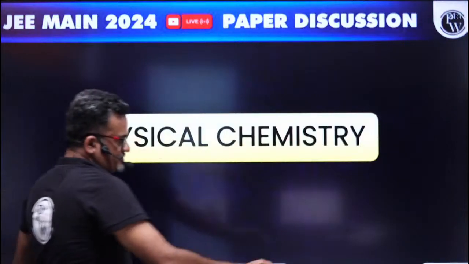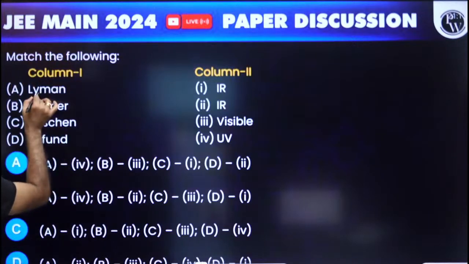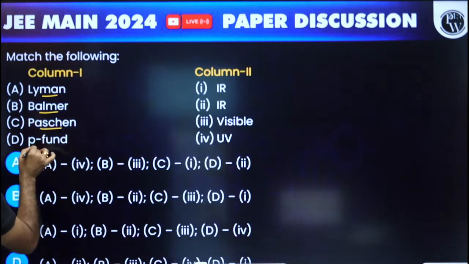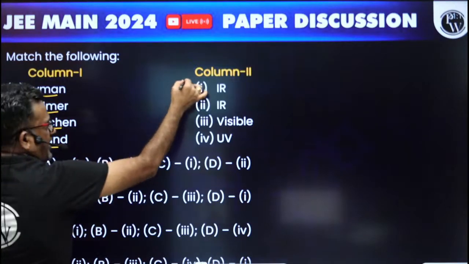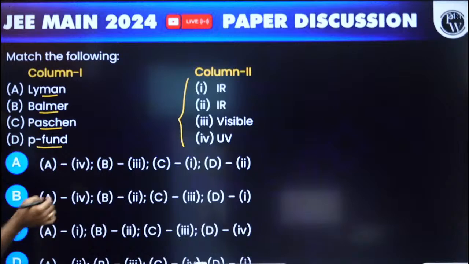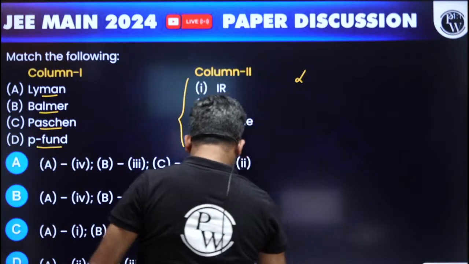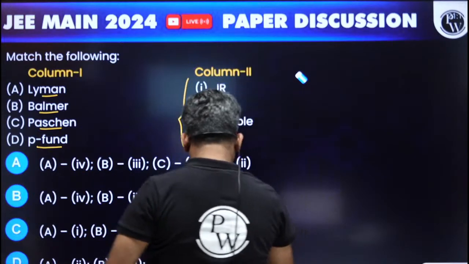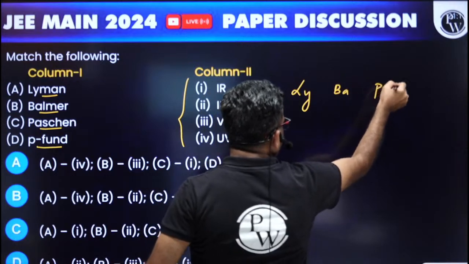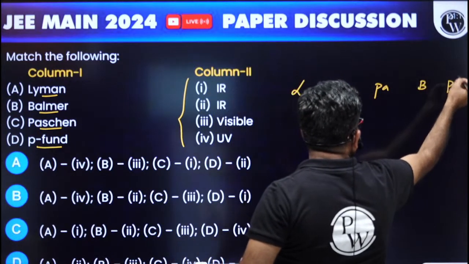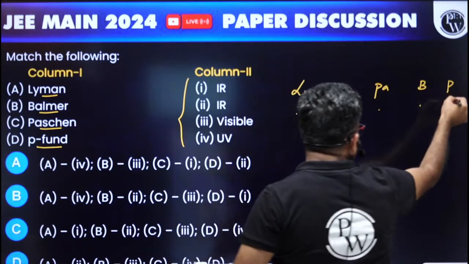Going to physical chemistry. Match the following: Lyman series, Balmer series, Paschen series, Pfund series. These are the series of lines in the hydrogen spectrum. In which region are they lying? You should know that: Lyman series, Balmer series, Paschen series, Brackett series, Pfund series.